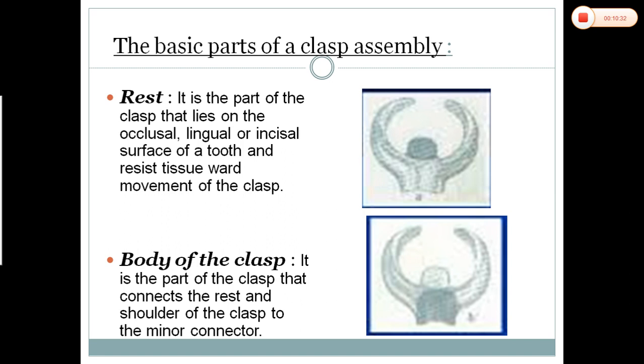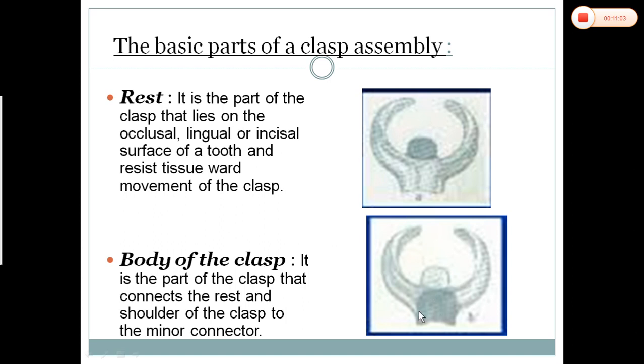It can be positioned on the occlusal surface of molars and premolars, or on the cingulum surface of canines, or on the incisal surfaces, where it is known as an incisal rest. So the rest is a part of the clasp that lies on the occlusal, lingual or incisal surface of the teeth and resists tissue-ward movement of the clasp. So it prevents any tissue-ward movement of the clasp. Clasp rest provides support.